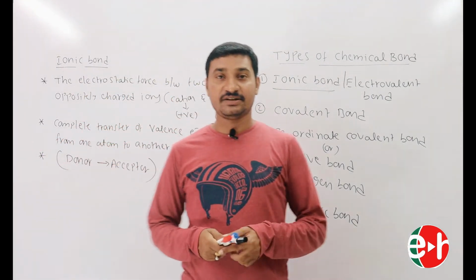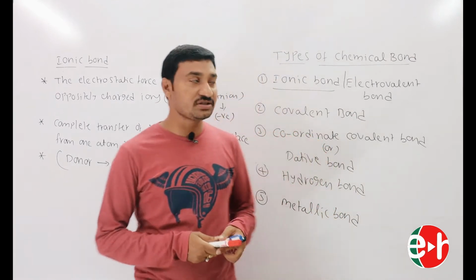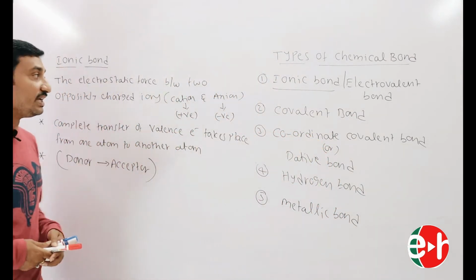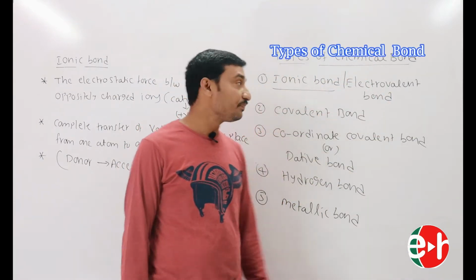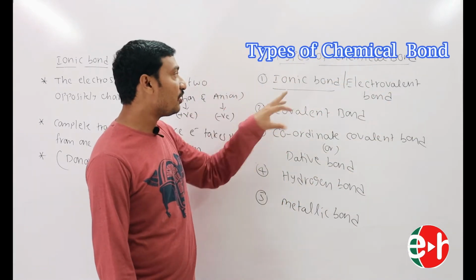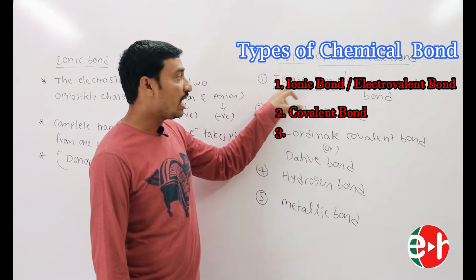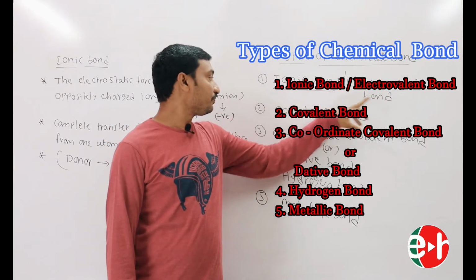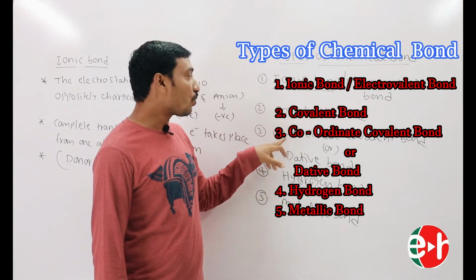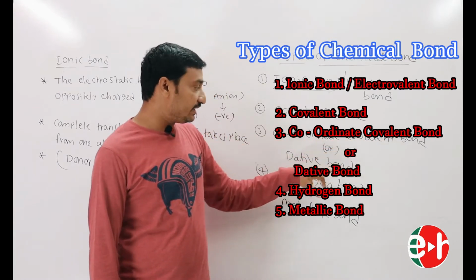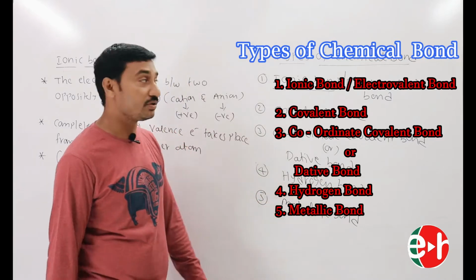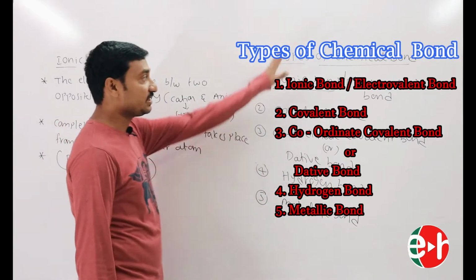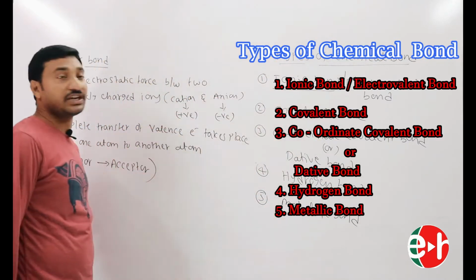In the previous lecture, we discussed Lewis dot structure and also formal charge. In this video, we are going to discuss different types of chemical bond. So what are the different types of chemical bond? Ionic bond or electrovalent bond, covalent bond, coordinate covalent bond or dative bond, fourth one hydrogen bond, fifth one metallic bond. Now we are going to discuss these different types of chemical bond.